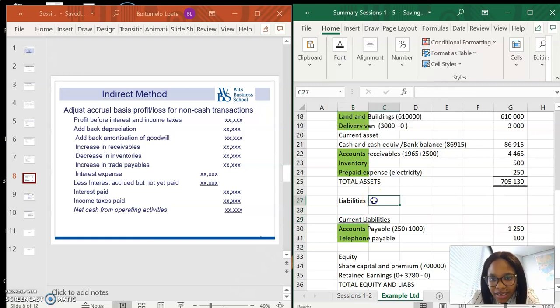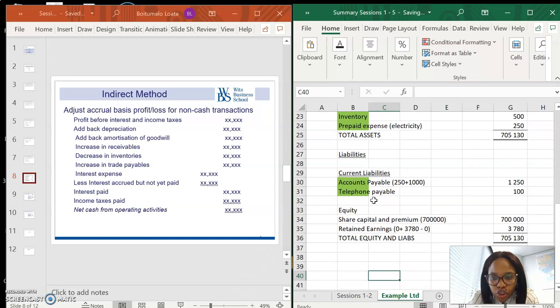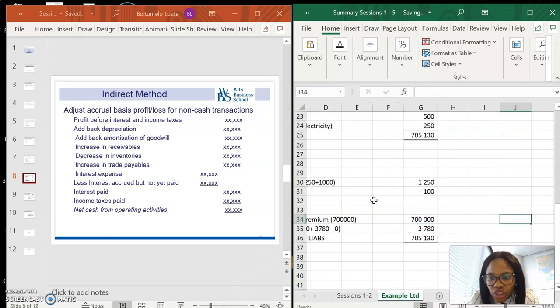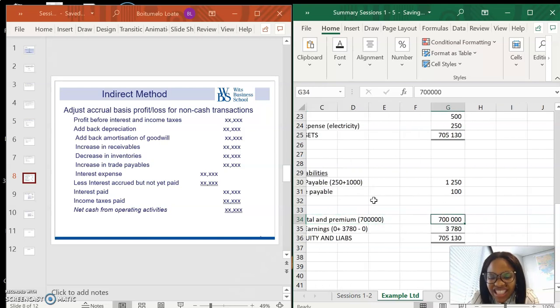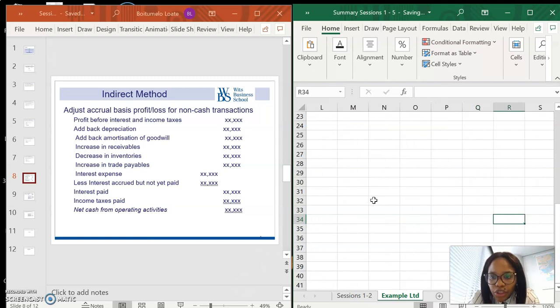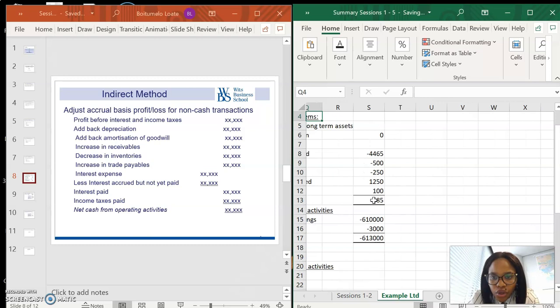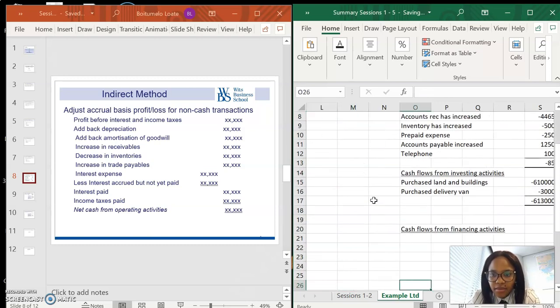So you didn't take out any debt facilities, you didn't take out any development finance loans, long-term loans. All you had was a share capital and premium here. People have actually issued shares to the shareholders. They pumped in money of around 700,000 Rand. Okay, so if you go back to this cash flow statement here, you had an issue of shares of 700,000.